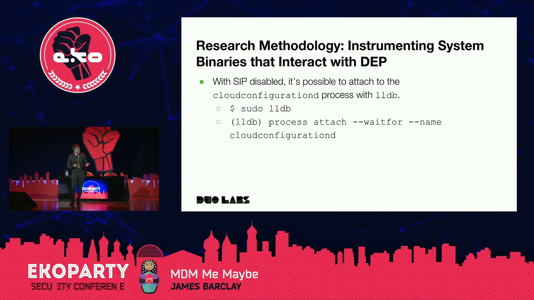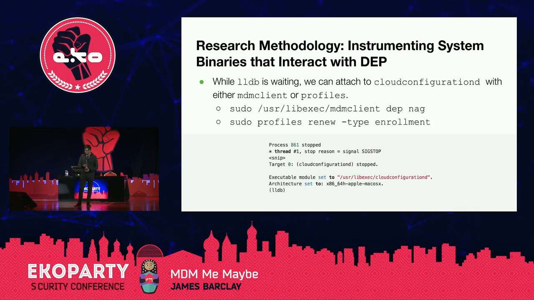So with SIP disabled, we can attach to Cloud Configuration D with LLDB. You'll notice that we need to use sudo because Cloud Configuration D requires elevated privileges. Then we can just wait for the Cloud Configuration D process to attach. While we're waiting, we can force the DEP check-in in order to force Cloud Configuration D to attach and then begin our debugging session.